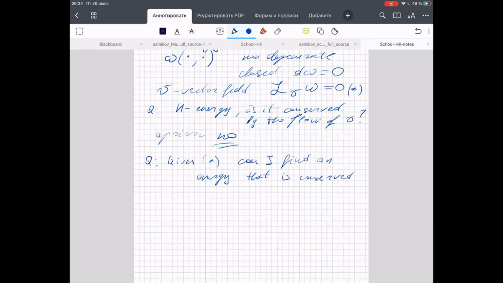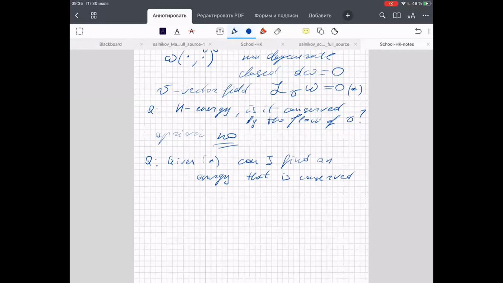Question in the chat. Yeah, so what we understood last time is that if the energy is the same Hamiltonian that defined the vector field, then it is preserved. If it's not, it's not clear, and in the generic situation, just not.